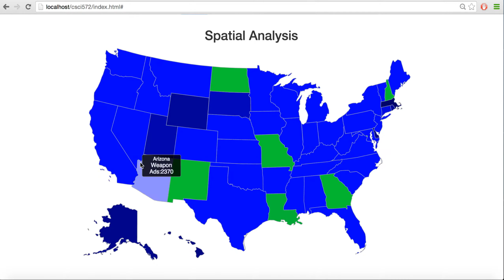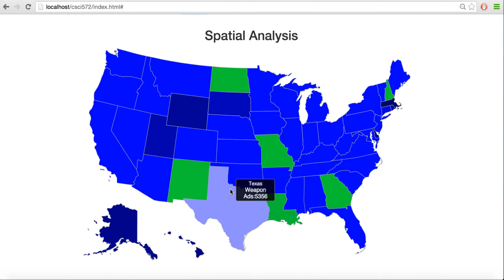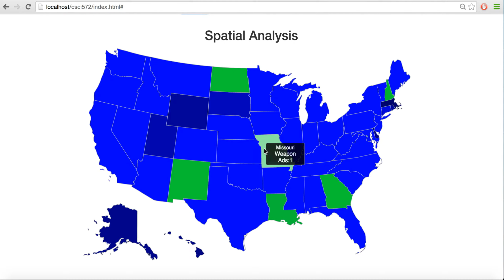So here you can see that the weapon ads shown in green are in the least range, and the ones shown in blue are in the highest range. So Texas has almost a huge amount of weapon ads, whereas other states like North Dakota and Georgia have very low weapon ads.